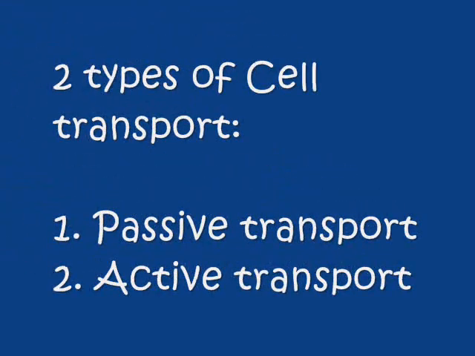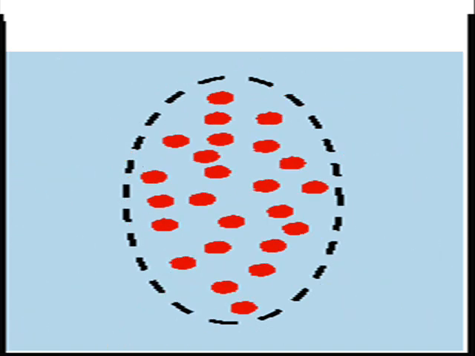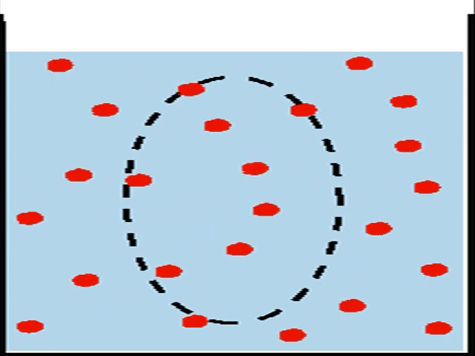There are 2 types of cell transport. One is passive transport and the other is active transport. In passive transport, substances cross the cell membrane down their concentration gradient. Some substances diffuse through the lipid bilayer, others diffuse through transport proteins.